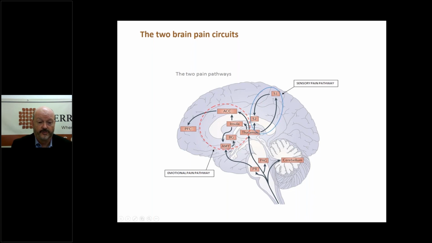Then there's the emotional pain circuit. You can see I've circled all the good parts of the brain that are involved in emotions, in memory, and in controlling behavior. So that red circle is the part of the brain that registers the miserableness, the unpleasantness of pain, the affective component of pain. And we can see in the upcoming slides how both work together.